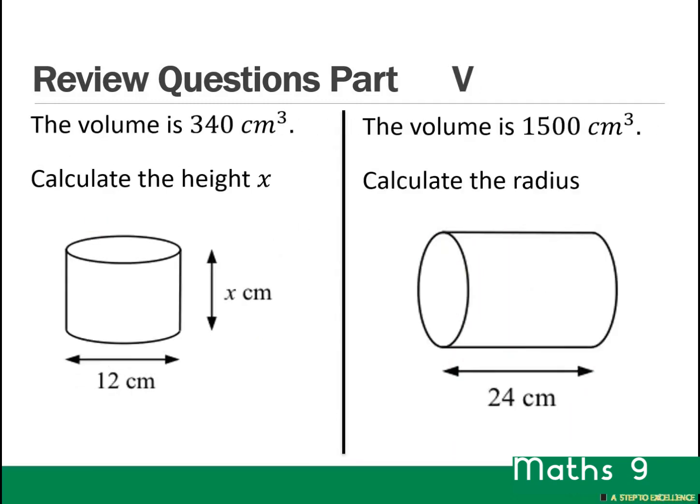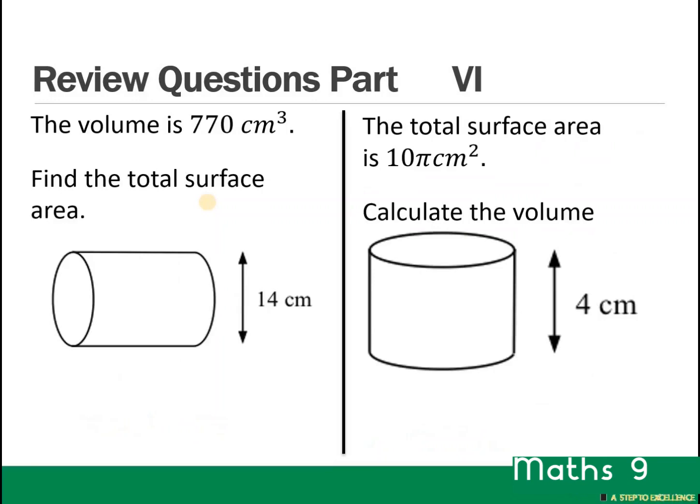Part 5. The volume of this cylinder is 340 centimeters cubed. Calculate the height, x. The volume of this cylinder is 1,500 centimeters cubed. Calculate the radius. Pause the video whilst you work them out. Here are the answers. The height x is 3.01 centimeters, and the radius is 4.46 centimeters. You need to use the formula that the volume is pi r squared times h, and then work backwards to find the missing lengths.